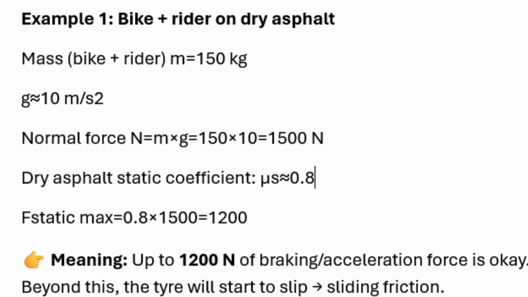For dry asphalt, if I consider 0.8 as the mu value available, then multiplying 0.8 by 1500 gives 1200. So 1200 Newtons is the maximum frictional force available to you on dry asphalt. That means up to 1200 Newtons of braking or acceleration force is available, and you can utilize that much force from your bike. Beyond this, the tire will start to slip, or it will go to sliding friction.